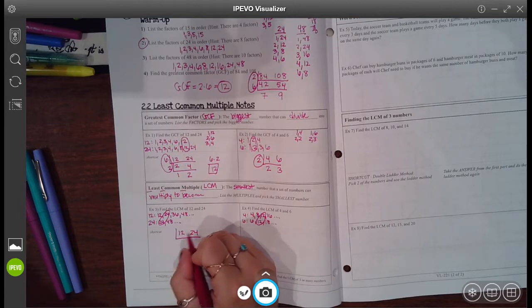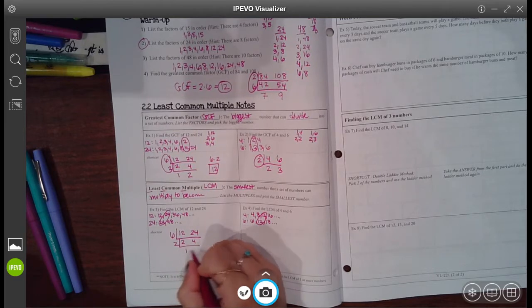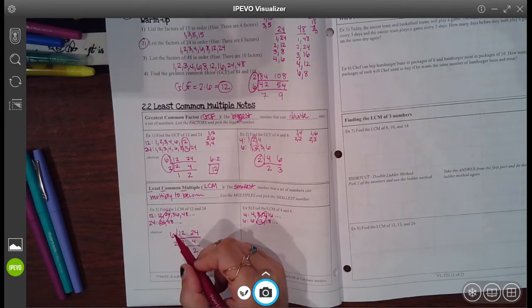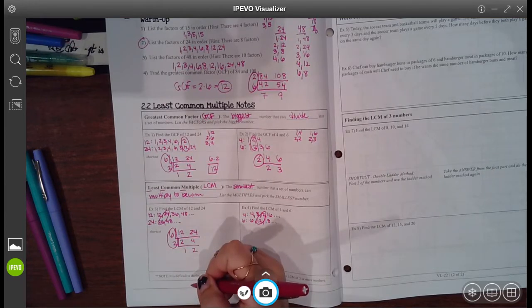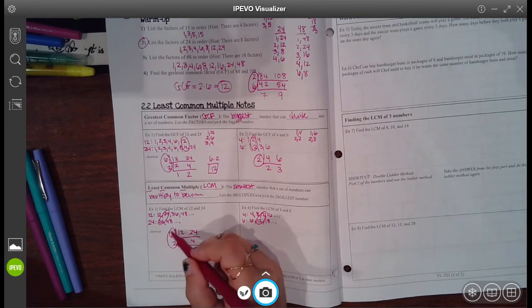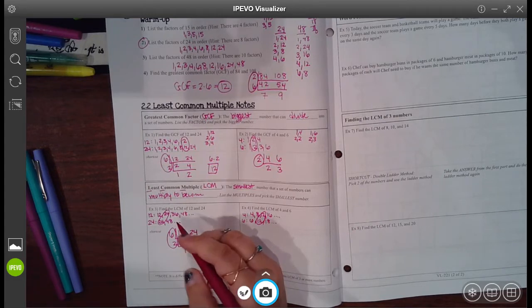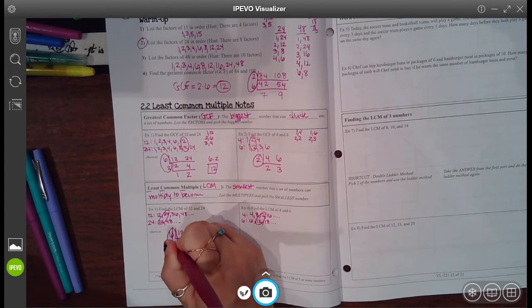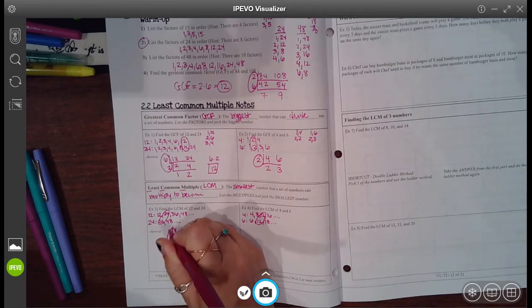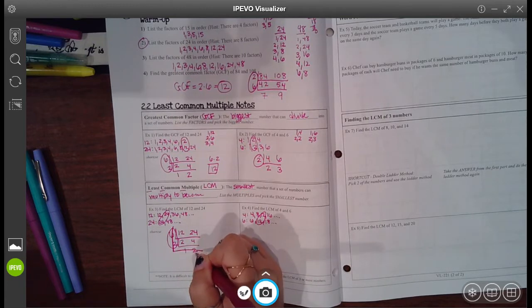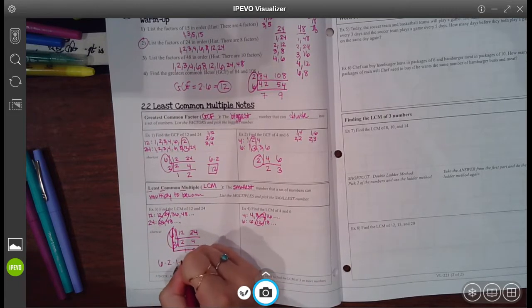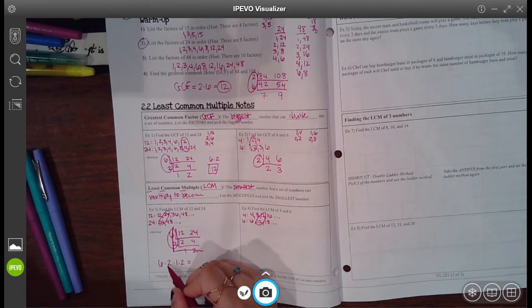Okay, what can go into 12 and 24? Well, we already knew it was 6, and then a 2, or technically you could have just started with the 12, and 12 goes into 12 times 1 is 12, and 12 times 2 is 24. Okay, you just would have had a shorter ladder. Now this gives you the GCF, right? But we don't want the GCF. We actually want the LCM. So I'm going to use all the numbers along the outside, not just the side, but all the numbers along the outside that make up an L for LCM and multiply those together. And that's going to give me my LCM. 6 times 2 is 12.